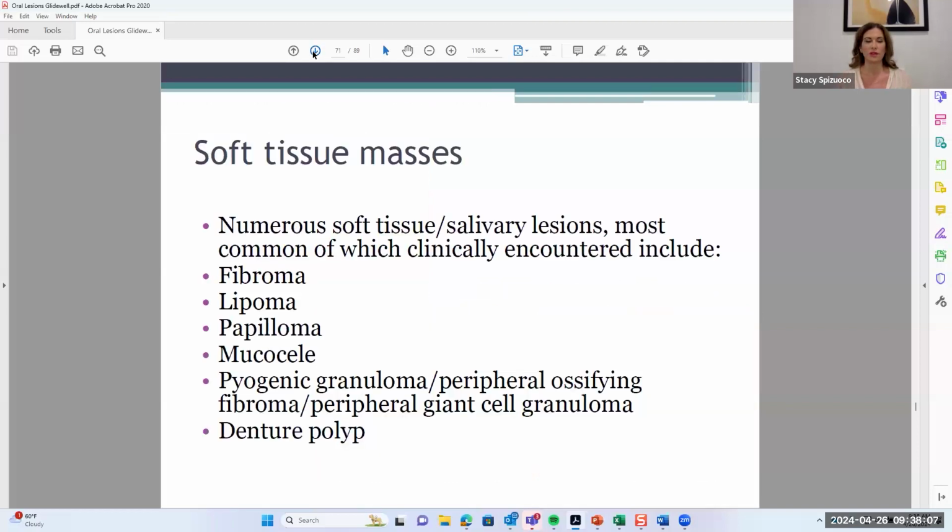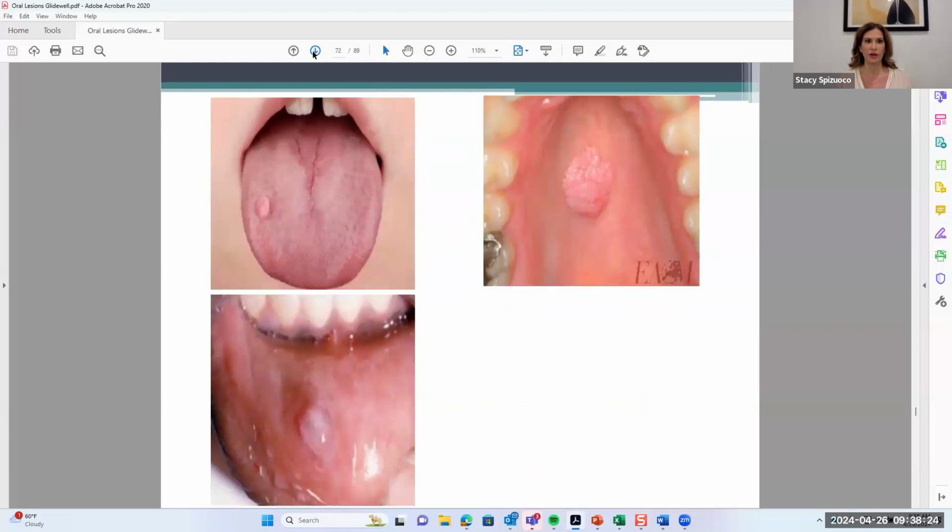Let's see. There's also some soft tissue masses we need to be aware of. They can be from salivary glands, inflammation, like a mucocele. You have a fibroma, lipoma, papilloma, pyogenic granuloma, or a denture polyp. So this next slide shows on the tongue a fibroma, the palate a papilloma, and then in the lower lip a mucocele. So you can biopsy these or completely remove them. It has to do with the patient if it bothers them. I would think that one on my tongue would bother me, so I probably want that removed, and then send for biopsy, and then they'll do the histology on it just to rule out anything.